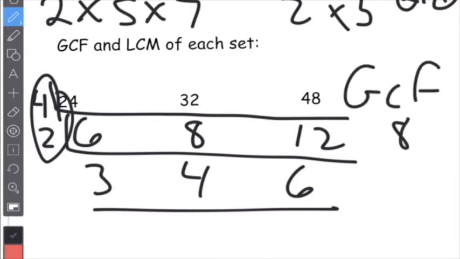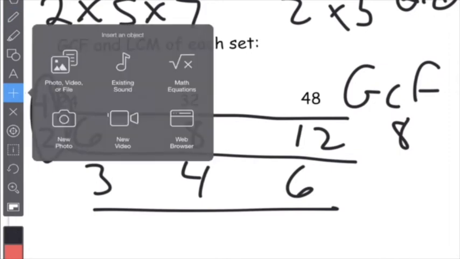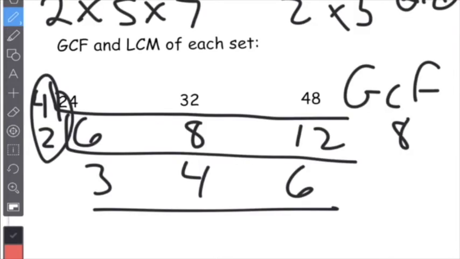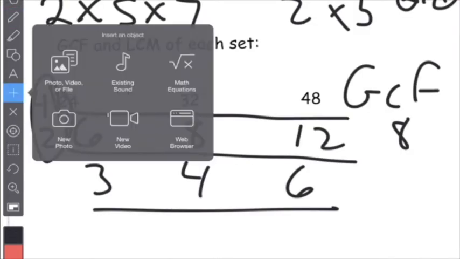Now, let me just erase these. Now, LCM for these. Oops. Let me redo that.